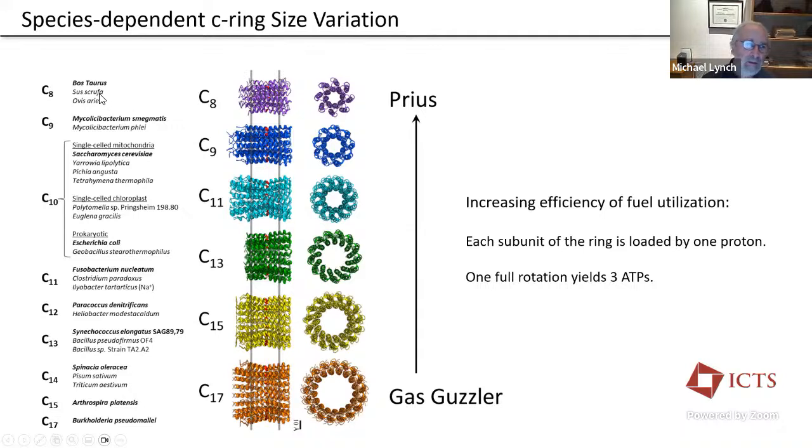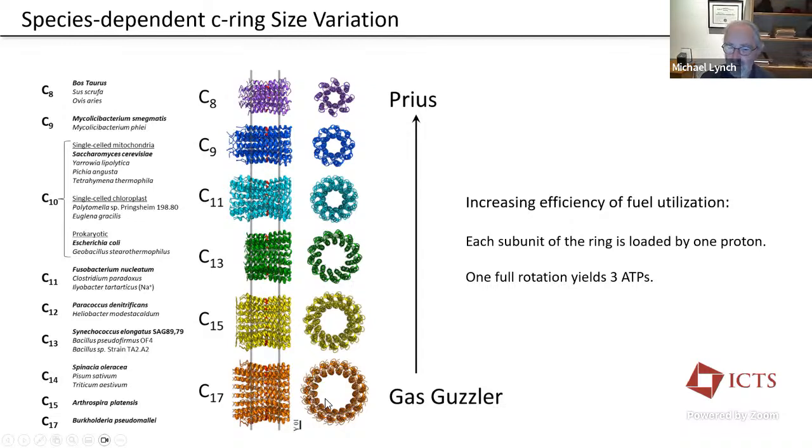So in pig and cow and sheep, in mammals, there's 8 subunits per ring. But there's other species ranging from various eukaryotes to some bacteria that have as many as 17 different proteins in these rings. This is an unsolved problem, but it's an interesting one because one complete rotation of a ring, the C ring here, in every case gets you 3 ATPs. So one way to think about this is that down here, you need 17 protons to make 3 ATPs.